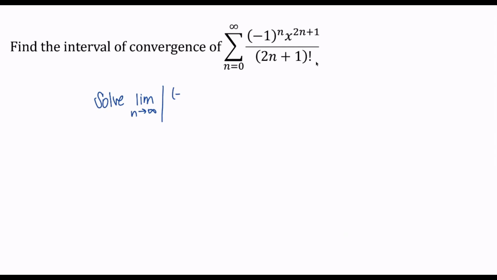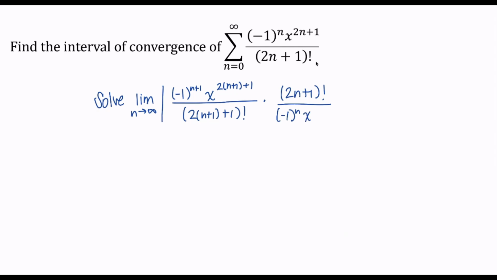So let's go ahead and replace each n with n plus 1, so negative 1 to the n plus 1, x to the 2 n plus 1 over 2 times the quantity n plus 1 factorial. And then instead of dividing by a sub n, we'll multiply by the reciprocal. We'll put 2n plus 1 factorial on the top, and then negative 1 to the n, x to the 2n plus 1 on the bottom. So we want to know, when is this less than 1?